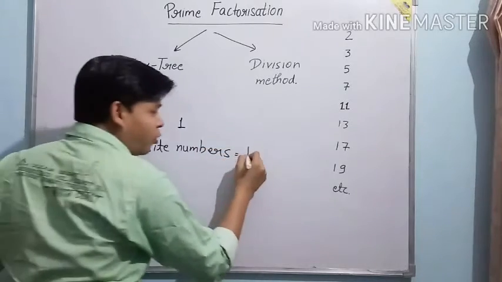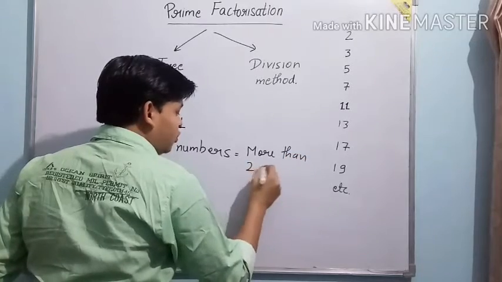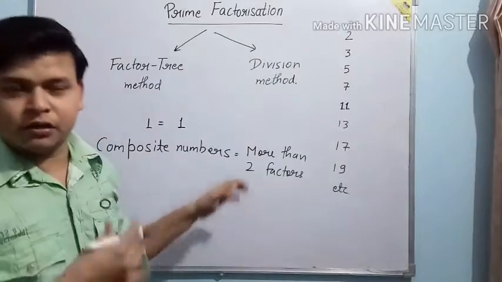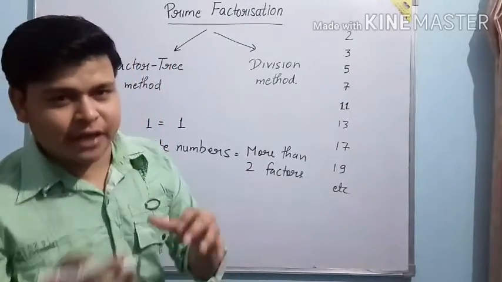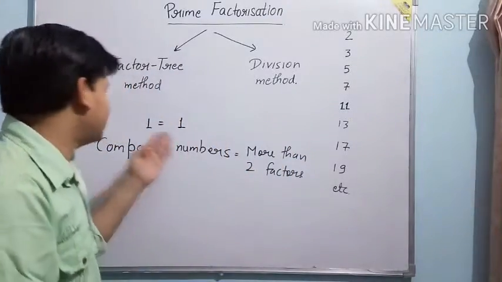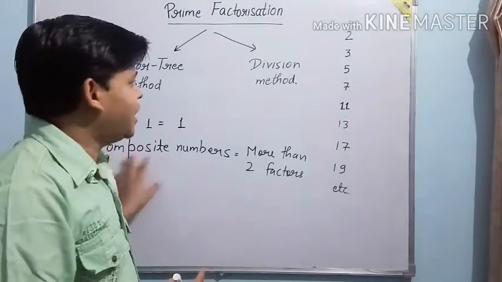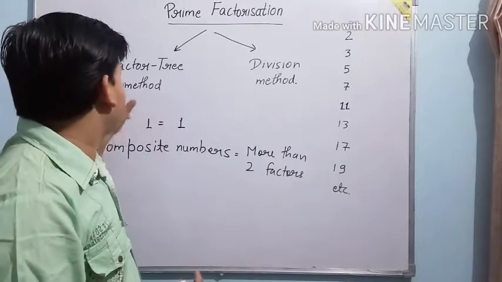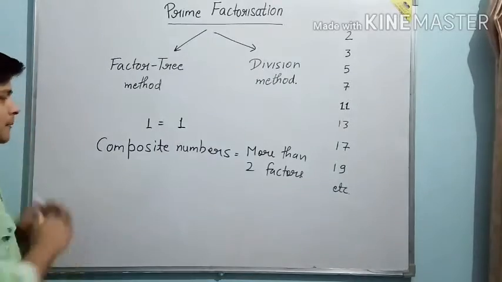So these numbers have more than 2 factors. Means they can have 3 factors, 4, 5, 7, 8. These can have more than 2 factors. And the numbers which have exactly 2 factors are prime numbers. The number which has only 1 factor, that is 1, we call a unique number. So we should move forward to the next 2 methods, factor tree method and division method.